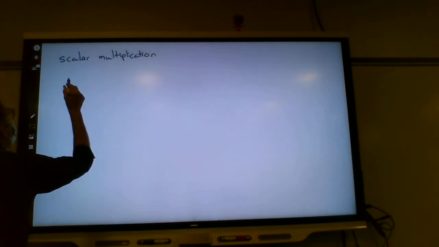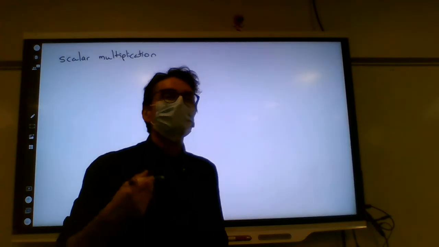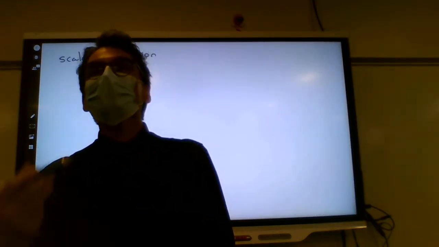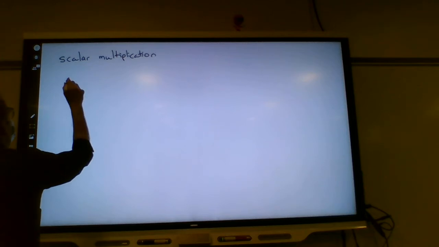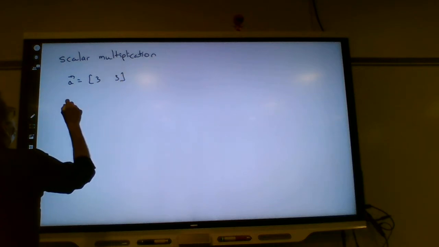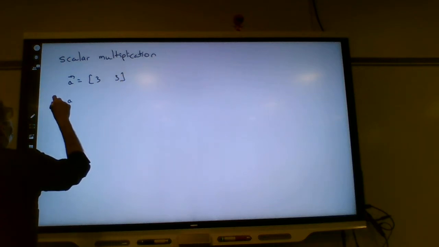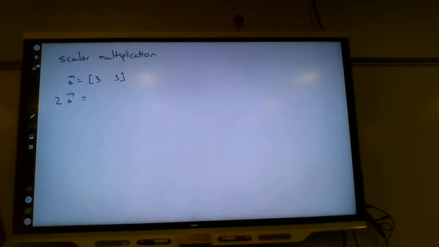And scalar multiplication, again, is a number multiplied times a vector. So for instance, we had our vector A. We might multiply 2 times that. Mathematically, when we write this and when the author writes it in the text, they just write the numbers side by side.